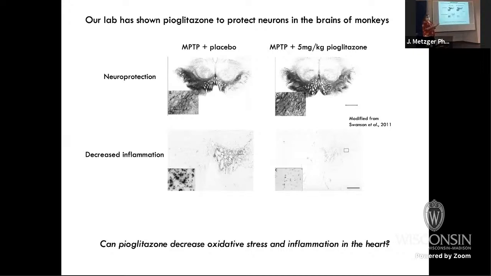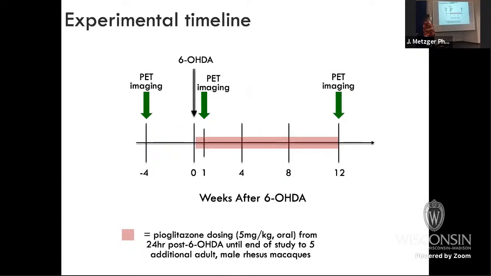So then the next question, we have our animal model. We have some ideas for how to image it, and we know that the animal model effectively showed increase in oxidative stress and inflammation. So we wanted to know then whether or not pioglitazone decreased these mechanisms in the heart. And so this timeline is actually, you can probably tell, the same timeline as before. So this part of the study was done in parallel with the earlier part. This is 5 additional adult male rhesus macaques. But instead of only receiving the 6-hydroxydopamine at time point 0, 24 hours after that, they began daily oral dosing of pioglitazone. And they had PET imaging at the same time points, 1 week after toxin, baseline before toxin, and 3 months after toxin.